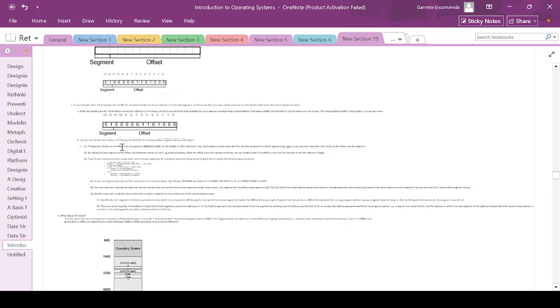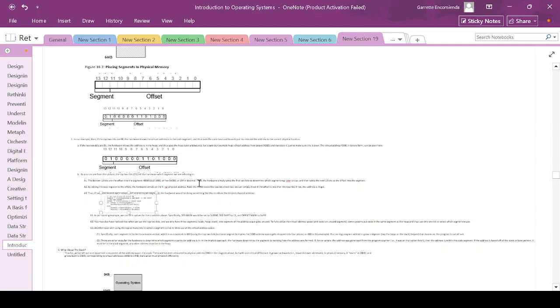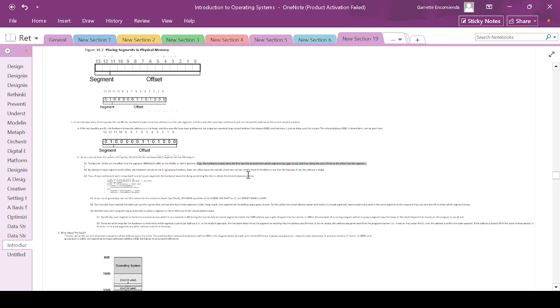The bottom 12 bits are the offset into the segment. So this is the offset into the segment: 0000 0110 1000, or hex 0x068, or 104 in decimal. So that's actually the code we had previously, right? It's 104. Thus the hardware simply takes the first 2 bits to determine which segment register to use, and then takes the next 12 bits as the offset into the segment. So that's how it knows the offset. That's the value, which is 104.